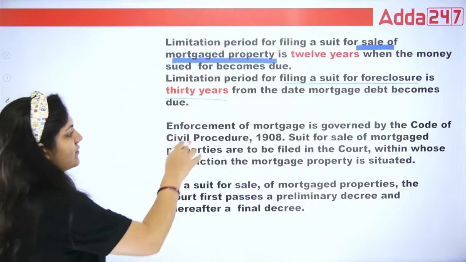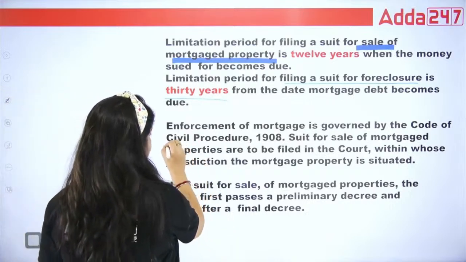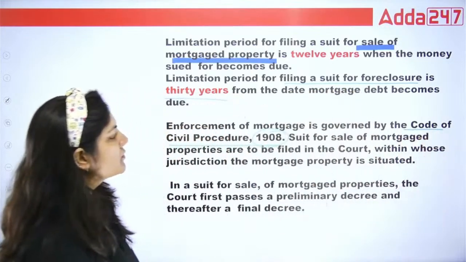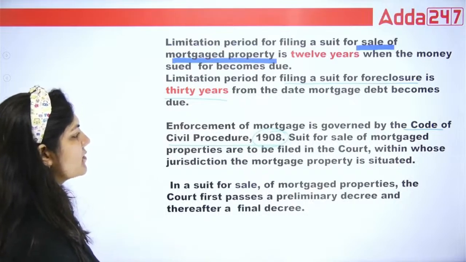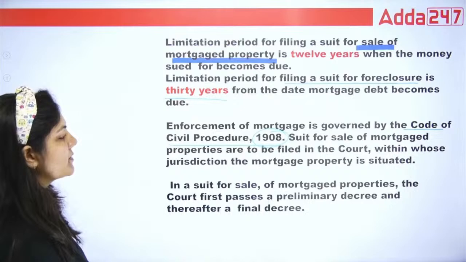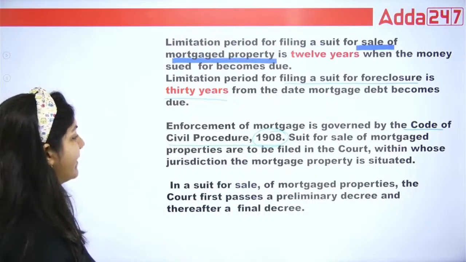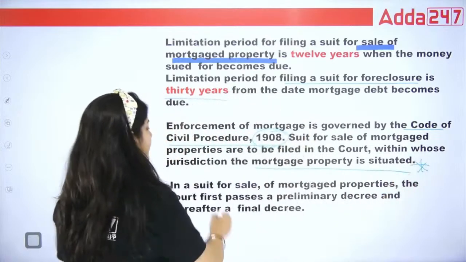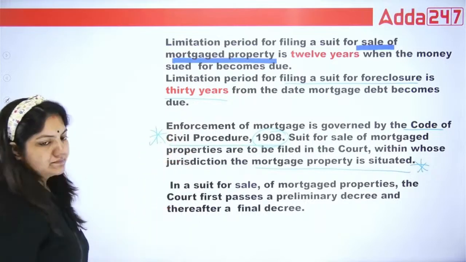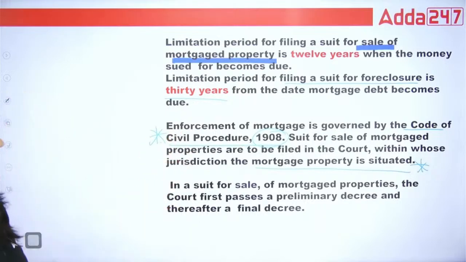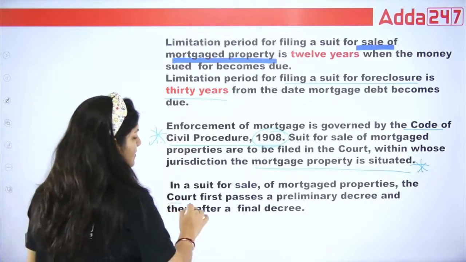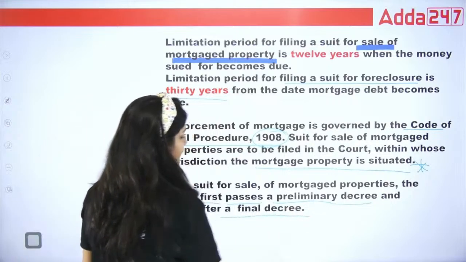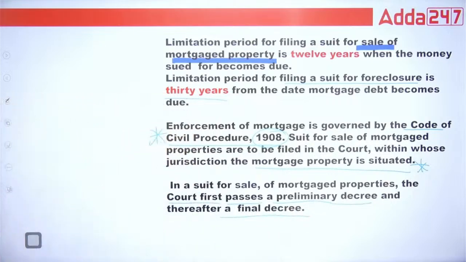Okay. Enforcement of mortgage is governed by the Code of Civil Procedure, 1908. Suit for sale of mortgaged property is to be filed in the court within whose jurisdiction the mortgaged property is situated. Exactly where we have filed the case, where the mortgaged property is situated. Again important. In a suit for sale of mortgaged property, the court first passes a preliminary decree and then after that passes the final decree. That is important.